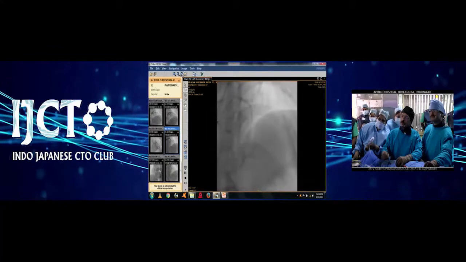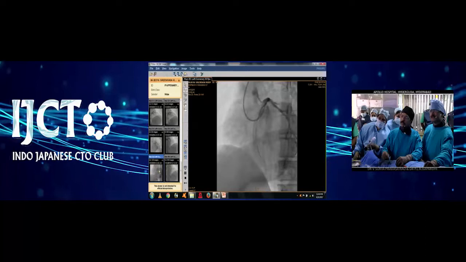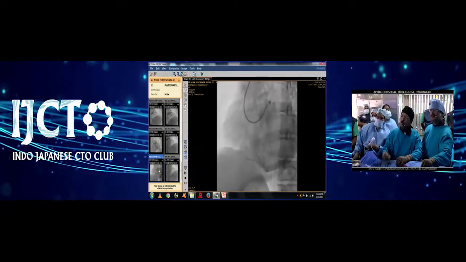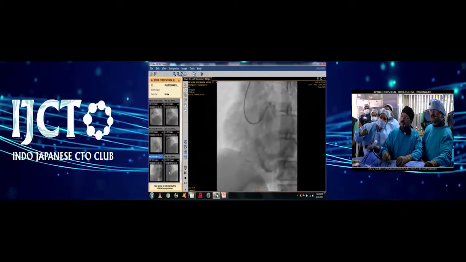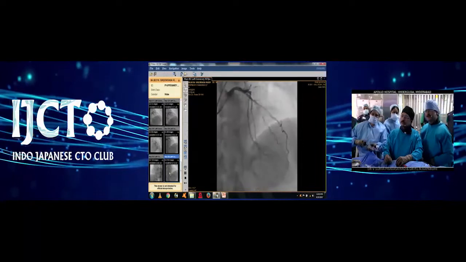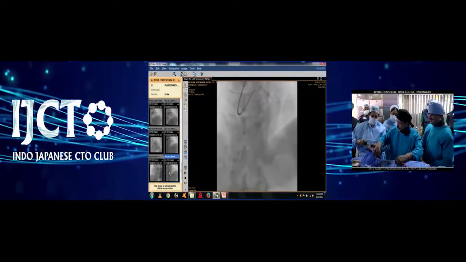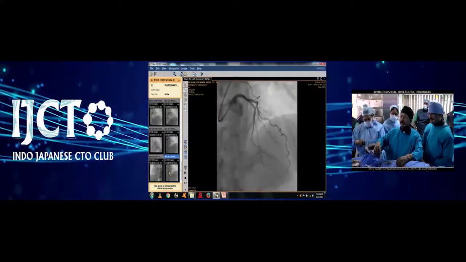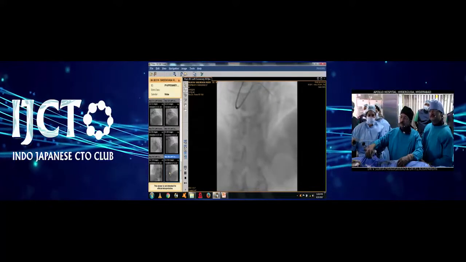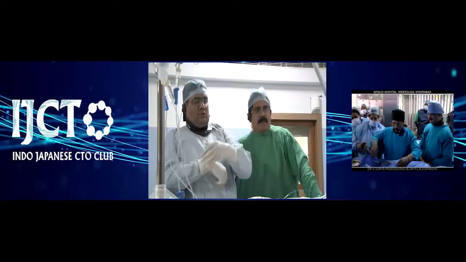And the retrograde filling of the distal right coronary artery. That was around exactly a year and a half ago, January 2016. Today, before the angioplasty, we'll show the first angiogram, today's angiogram.